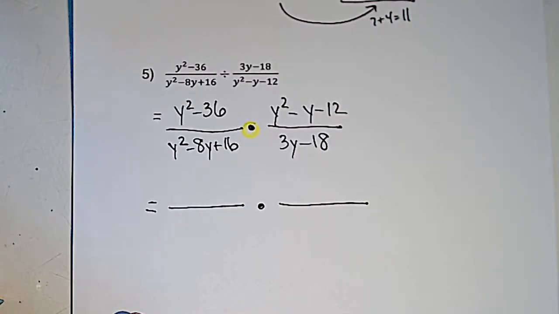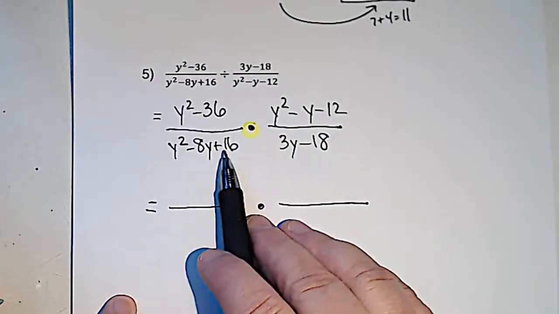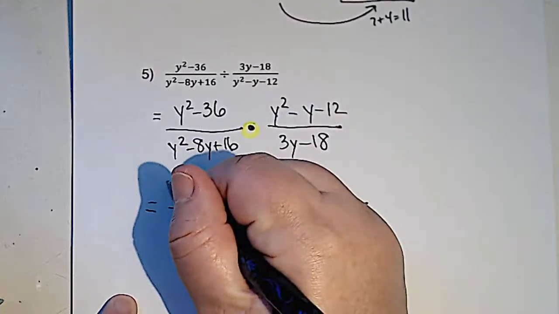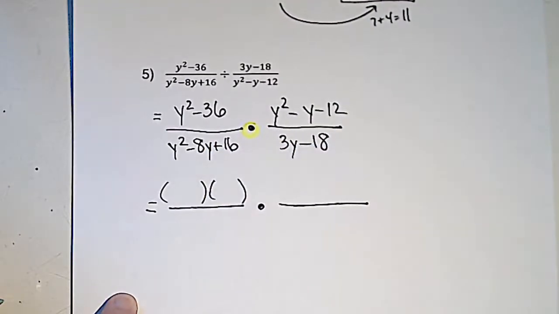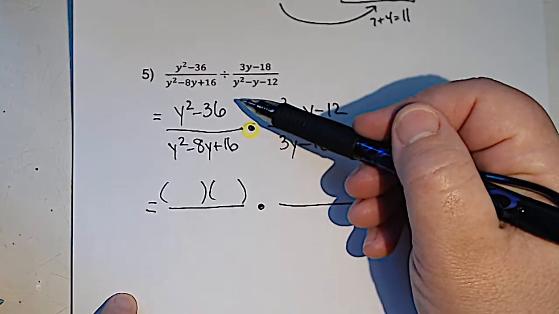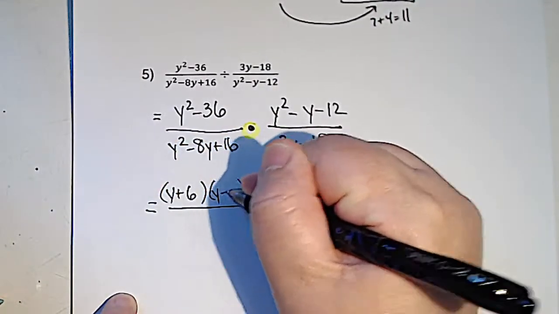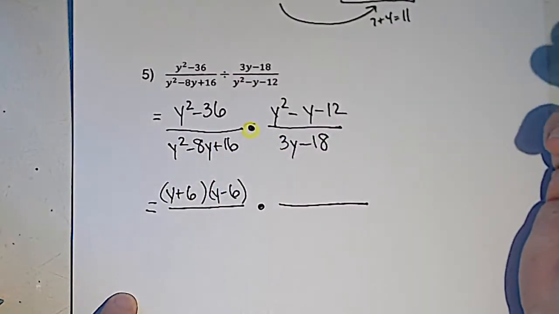So what we're going to have to do is when we see these subtraction and addition, we're going to have to factor the heck out of these. Top one, y squared minus 36. That is, you're right, a difference of 2 squares. Y plus 6, y minus 6. You see why we did chapter 5 first?